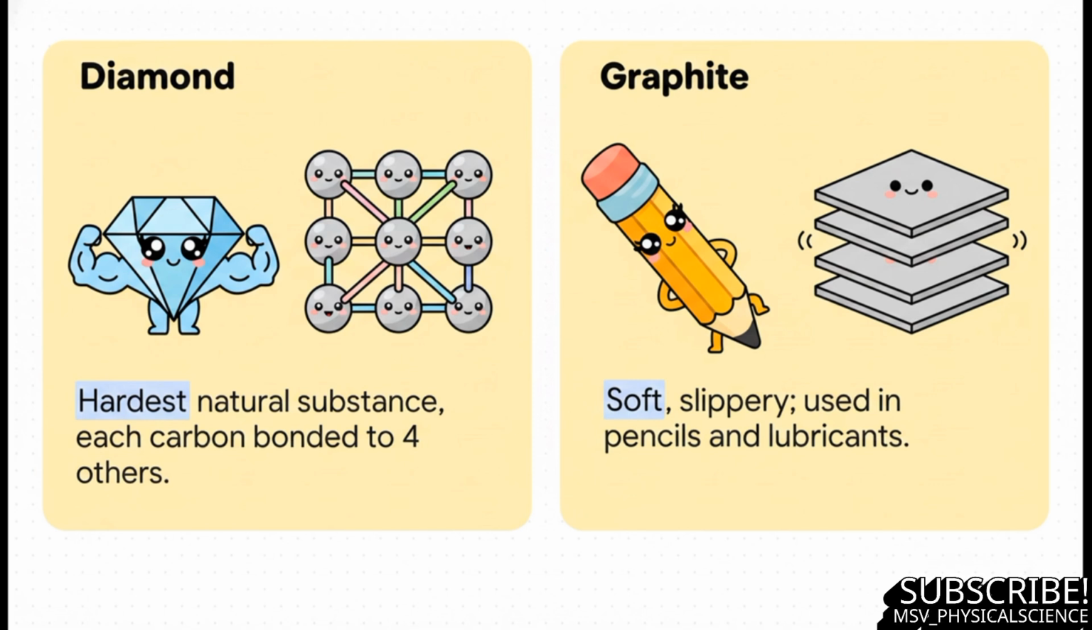On the other hand, you have graphite. It's incredibly soft, it's slippery. Actually, you use it every time you write with a pencil. In graphite, the carbon atoms form flat sheets that just slide right over each other. Same exact atoms, entirely different structures, and entirely different properties.